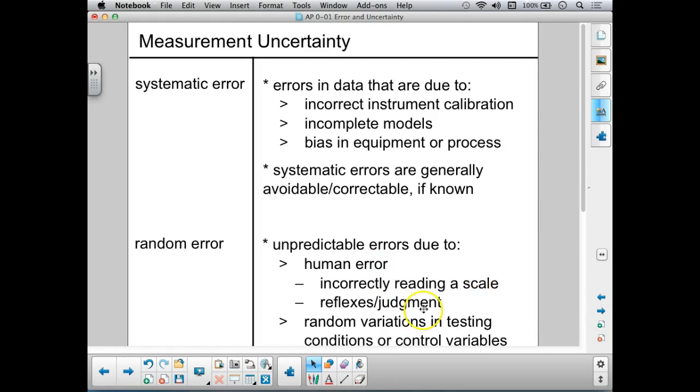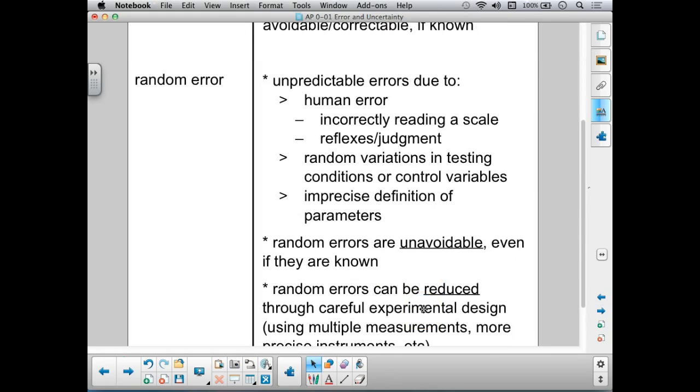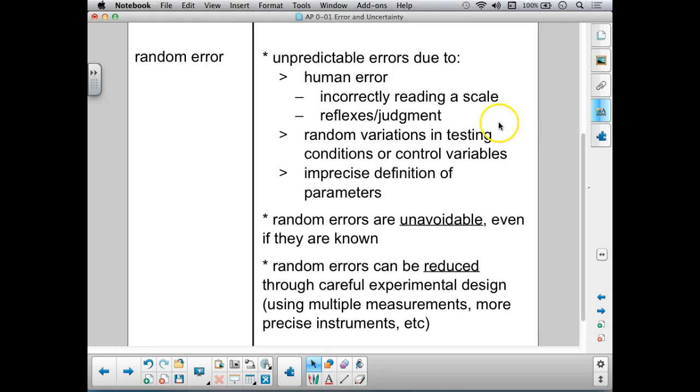Either way, I could make some sort of human error that's unpredictable. It could go in either direction when I read the scale, and that's just a function of me making a judgment that's not quite correct. And if you think about reflexes and judgment, we think of things like timers, for example. When we try and time the start and stop of an event, we can't always hit the timer at the exact right moment when something drops or when something starts. So there's an error due to that reflex, that we have slow reflexes, nothing's perfect, nothing's instantaneous, and that's a random error.